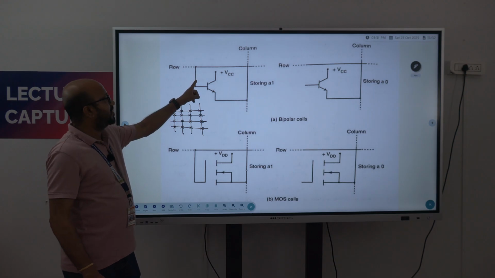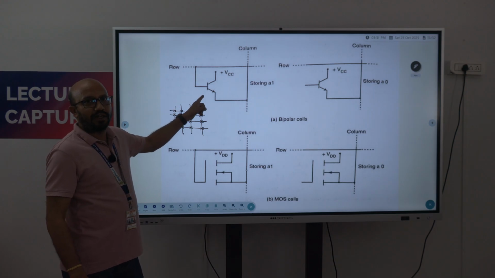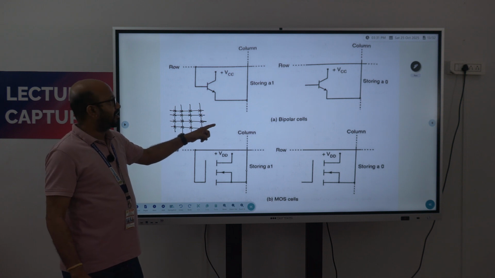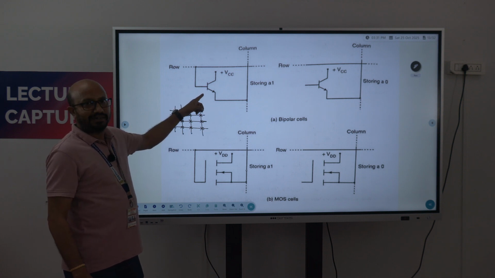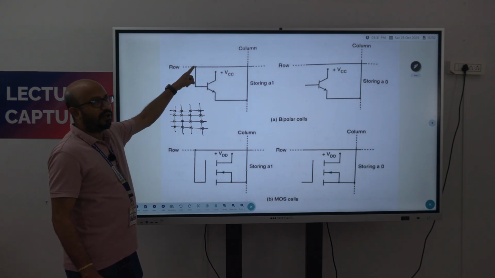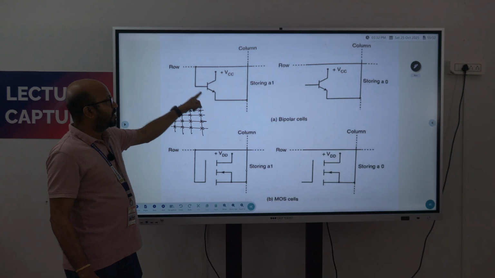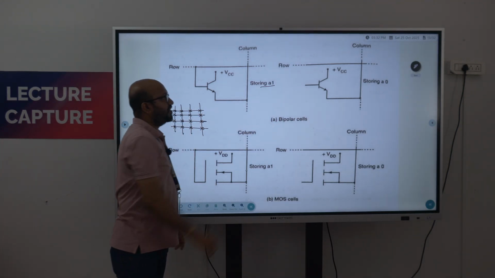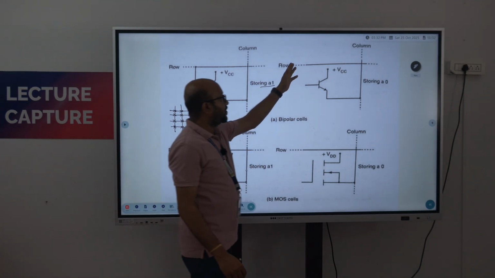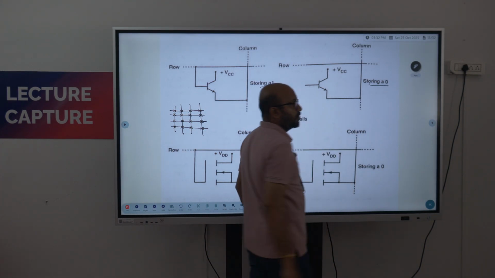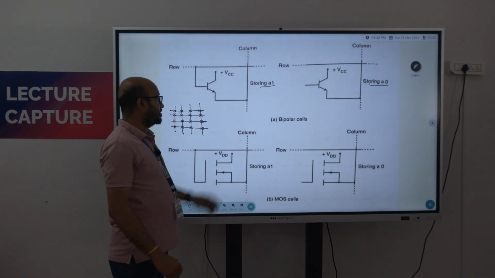In that area only we place this bipolar cell. Bipolar means it is a transistor, BJT, bipolar junction transistor. By using this transistor we store the data. When it is connected column wise and row wise, both connected, then it stores 1. If the loop is open, if the rows and columns are not fully connected, then it stores 0. This is in a transistor.